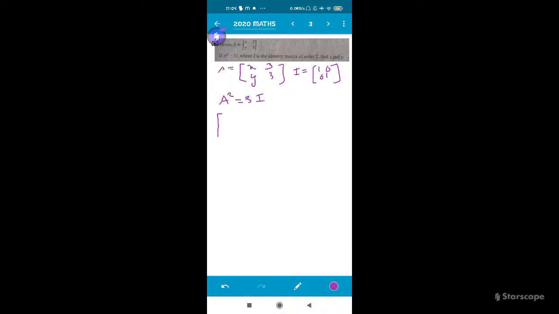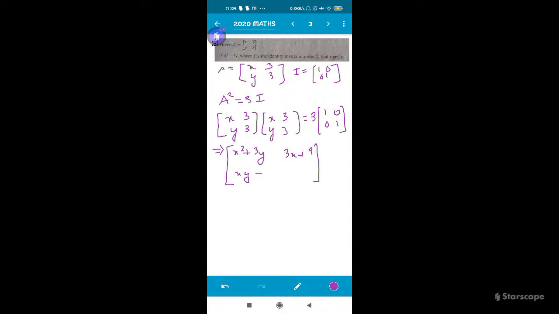Now we have been told that A square is equal to 3I. So let me form the equation A square. That means we have to multiply this matrix with itself, x3, y3, and it is equal to 3I, that means 3 into 1, 0, 0, 1. Alright. Let's solve it. We will get x square plus 3y, 3x plus 9. Out here we will get xy plus 3y, and the final element will be 3y plus 9.